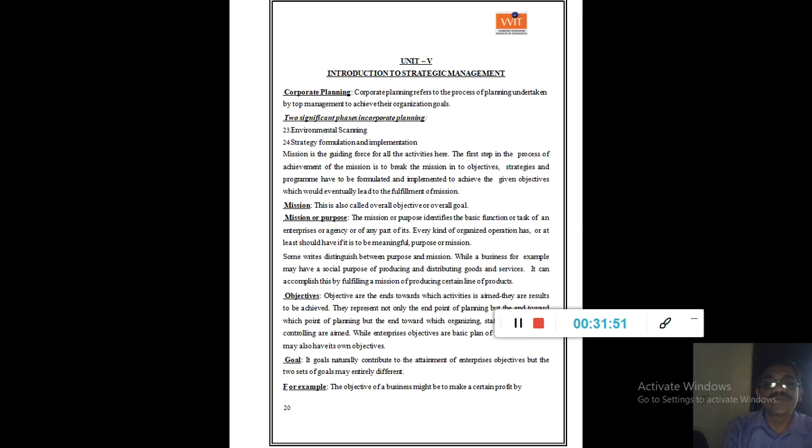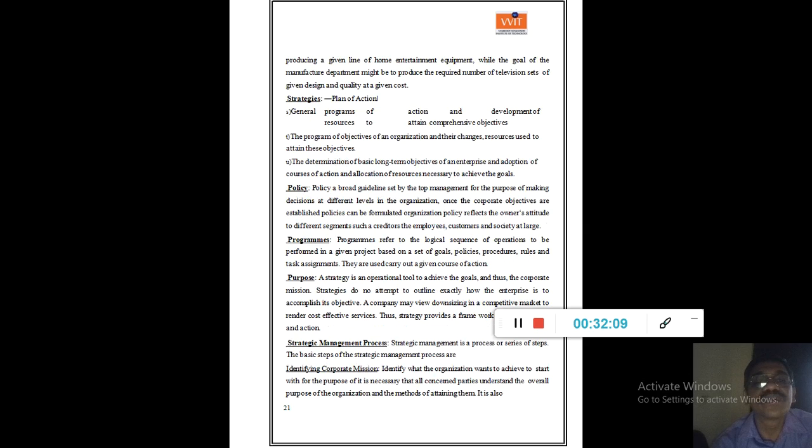And you see, objectives, the second one. Objectives, goals. Then we have strategies. Then we have policies. Then we have programs. Then we have purpose. So like this we have different elements in corporate planning.